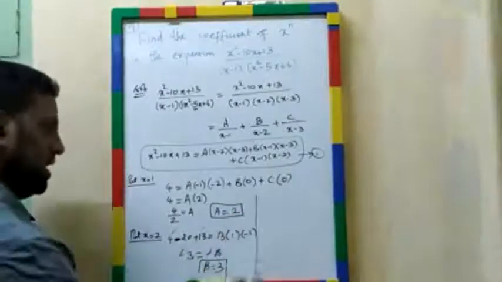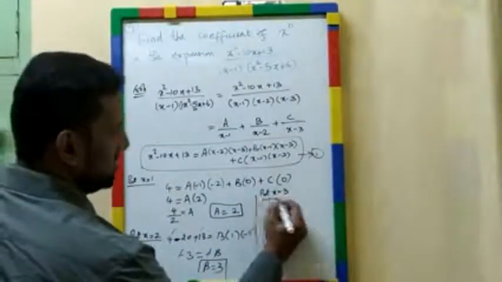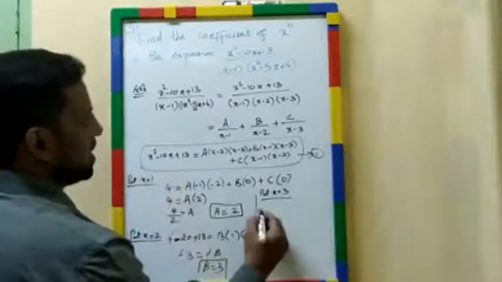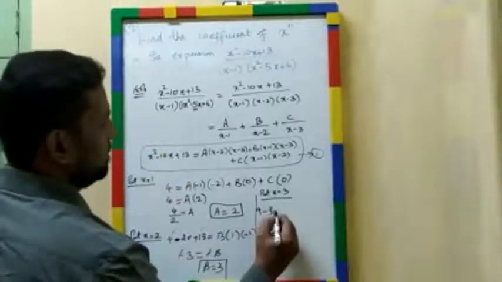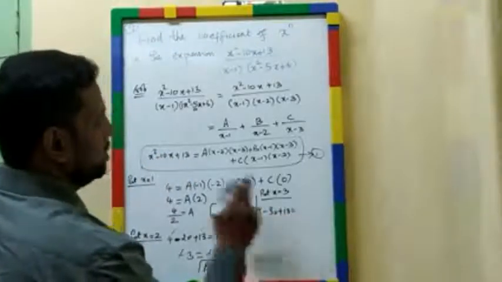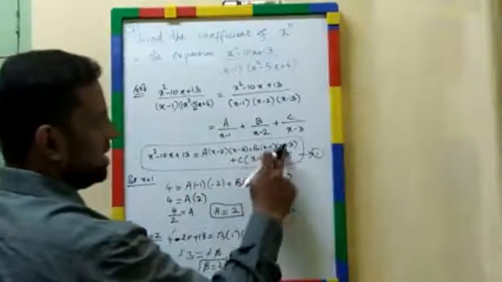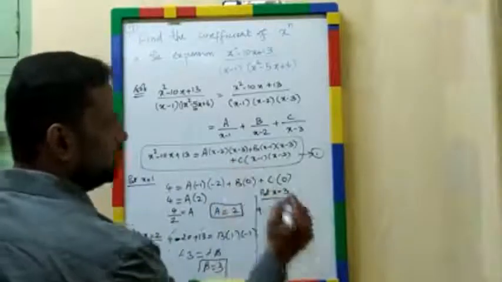Now similarly, put x equal to 3. Then 3 square is 9, minus 3 into 10 is minus 30, plus 13. If you put 3 in the first term, it becomes 0. If you put 3 in the second term, it becomes 0. In the third term, 3 minus 1 is 2.